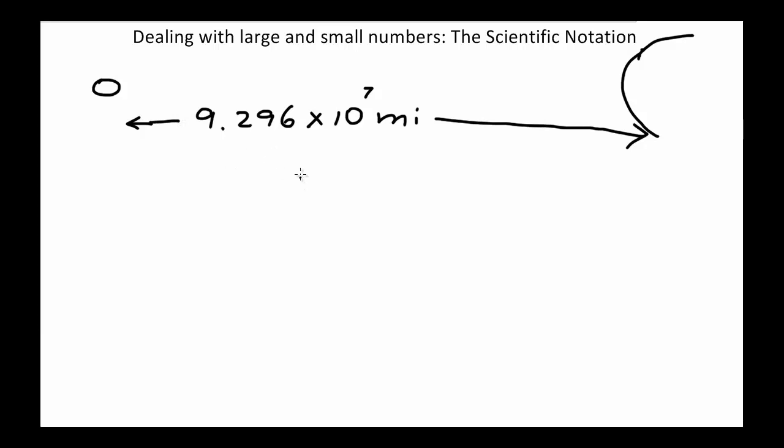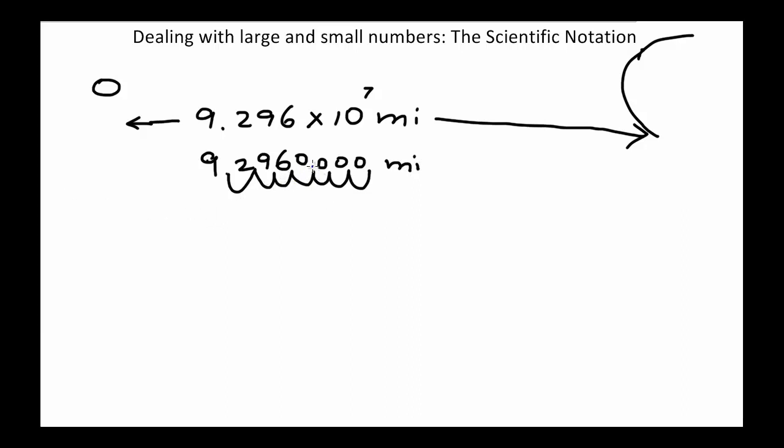To understand what this number means, we are multiplying 9.296 by 10 to the power of 7, and 10 to the power of 7 is 1 followed by 7 zeros. So to expand this, we have to move the decimal places 7 places to the right. So let's start with our original number here, 9.296, and then move the decimal places 1, 2, 3, 4, 5, 6, 7 places to the right. And then we have to fill these extra spaces that we have created with zeros. So that's how many miles is the distance between the Earth and the Sun.